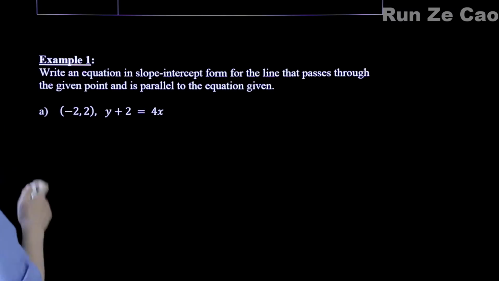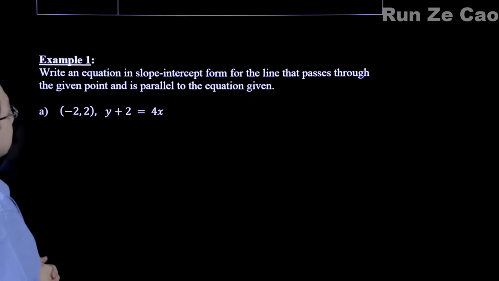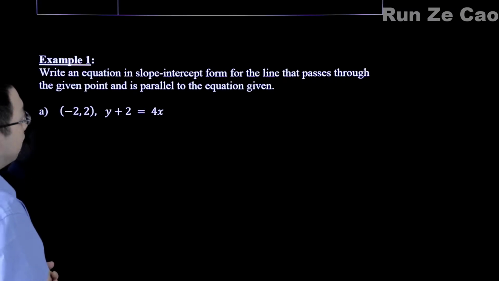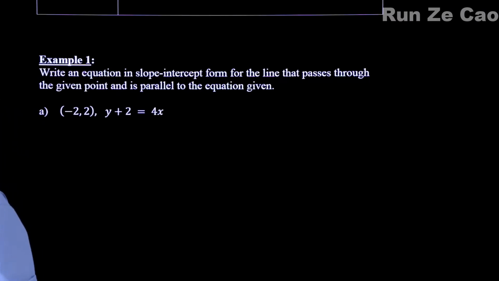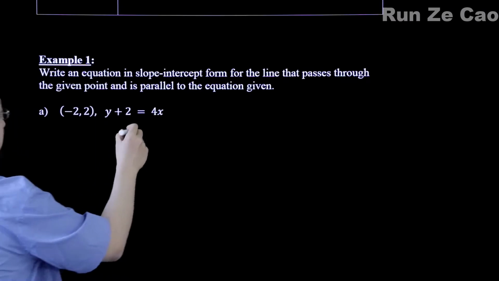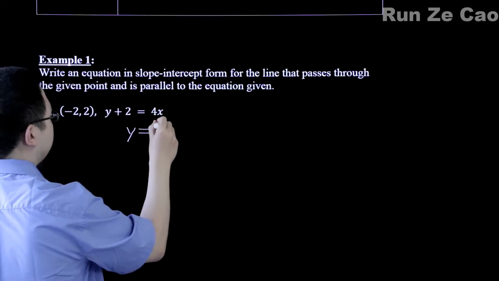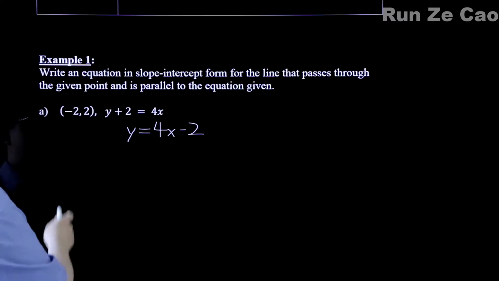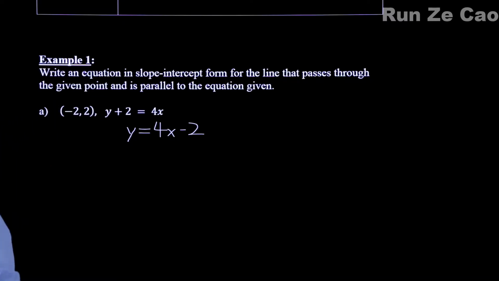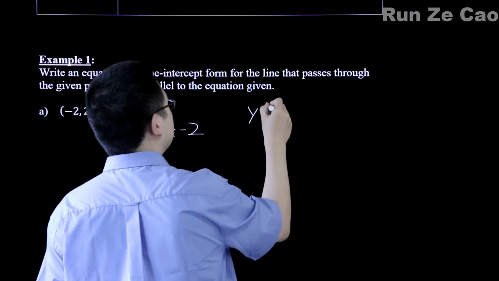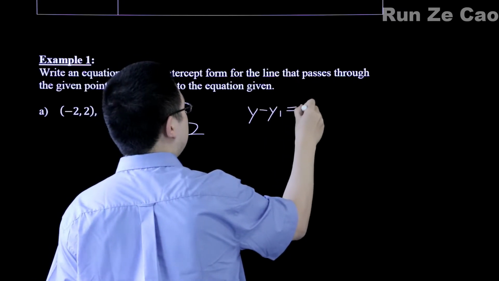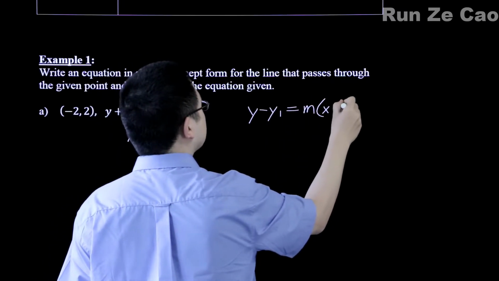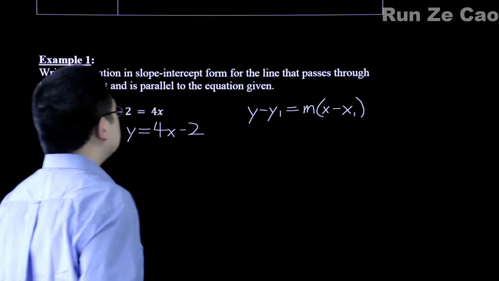Alright, let's do some examples. Here we want a slope-intercept form for the line that passes through the given point and is parallel to the equation given. Here this is equal to y equals 4x minus 2. So the slope is 4 and it passes through this point. Okay, we remember how to do this formula, right? The formula was y minus y1 equals m times x minus x1.